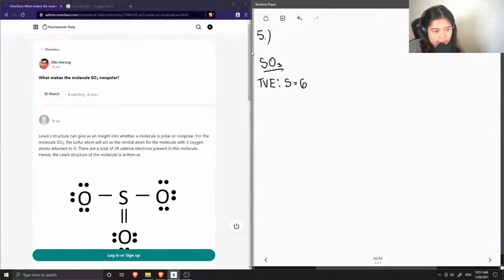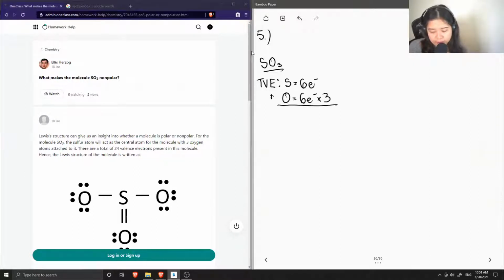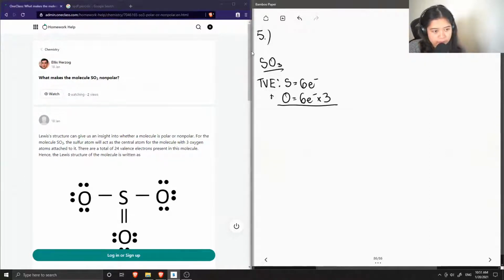Sulfur has 6 valence electrons, and oxygen also contains 6, and there are 3 oxygen atoms, so we multiply this by 3, which gives us a total of 24 valence electrons. Now we can draw sulfur as our central atom, and then draw 3 oxygen atoms symmetrically around it.